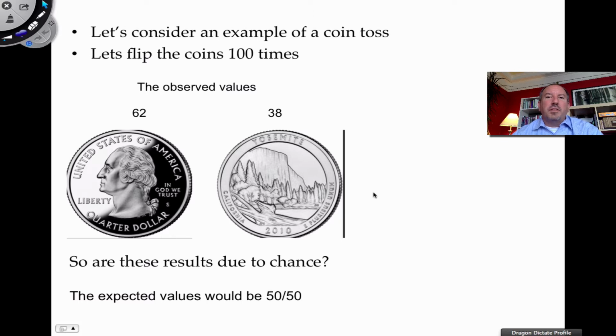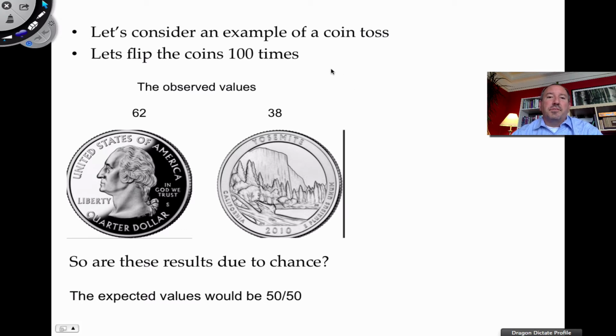And so one of the classic things that we could do in life is flip coins. Here's a quarter. If we were to flip it, as you know, there's a head side and a tail side. So the probability of getting a head or a tail is 50-50. And so this is what we expect.